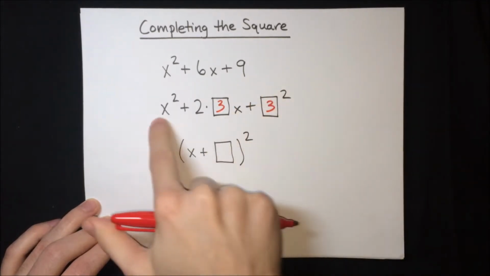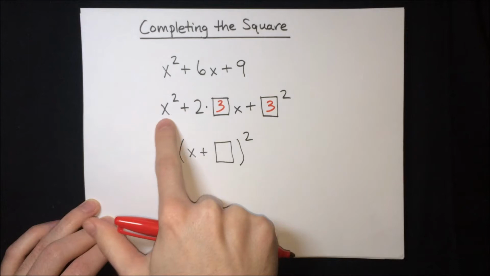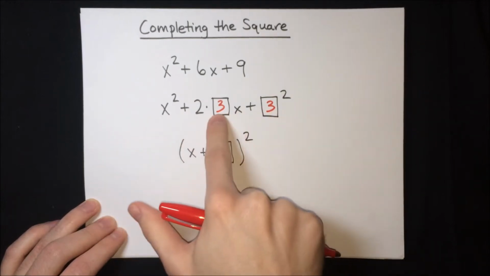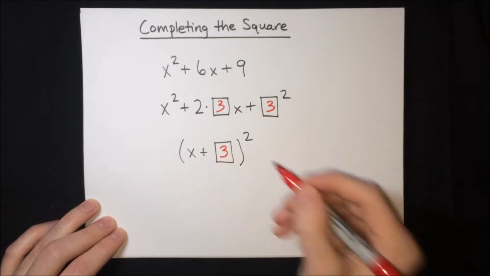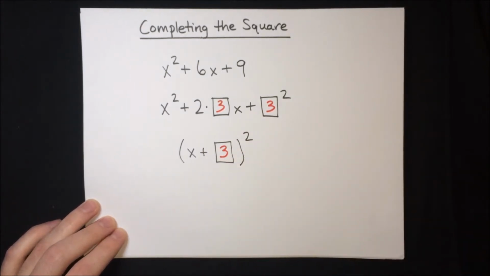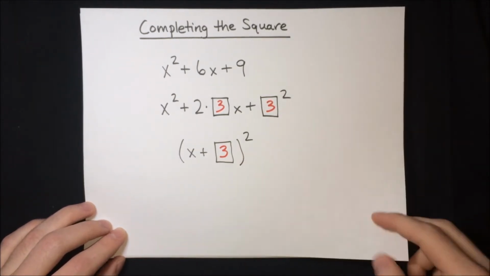Now, this expression is the same as this one, just rewritten a little bit differently to reveal these 3's here. Now we can factor this expression, and we've got x plus 3 squared. There's our perfect square, and we didn't need any constant at the end. Now let's do a trickier example, which involves the use of a constant.